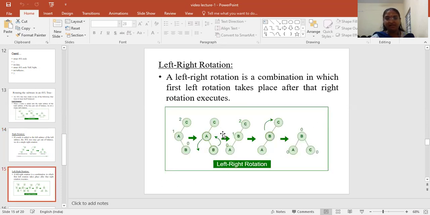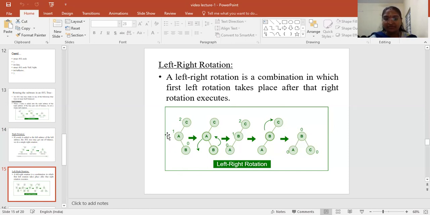Now coming to the left-right rotation. Here you need to take two rotations, a left rotation as well as a right rotation. Why is there any need? If we consider a tree in which a root node has a left child, and that child has another child on the right side, then one child is on the left and one child is on the right side of the other child.